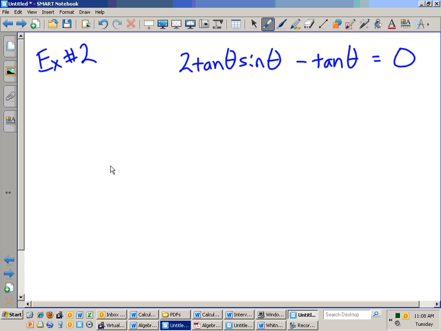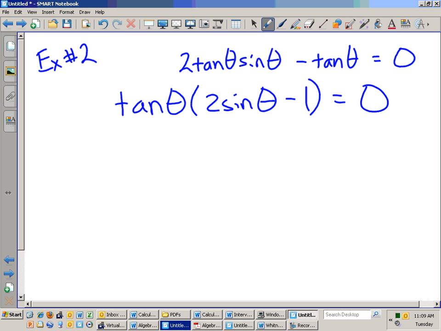All right, what do you guys want to do here? We got tangent and sine of theta. What should we substitute in? Yes, very good. Just because you see two different trigonometric functions doesn't necessarily mean that you need to substitute something in. In this case, we're just going to write tangent theta times 2 sine of theta minus 1 equals 0. So sometimes you can factor it out and make it work from there.